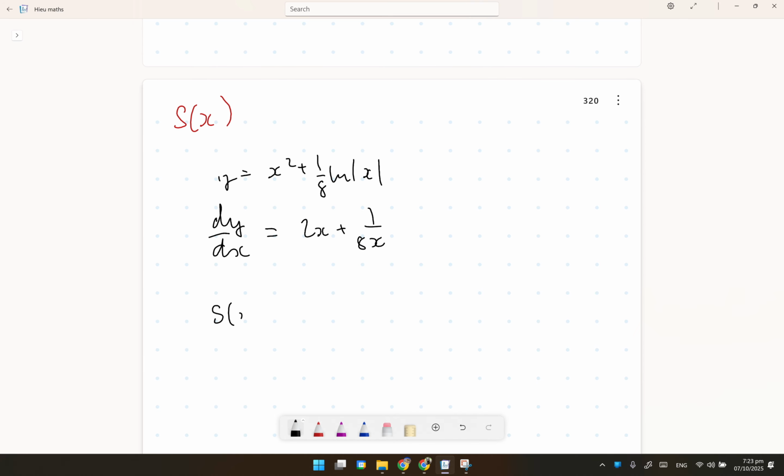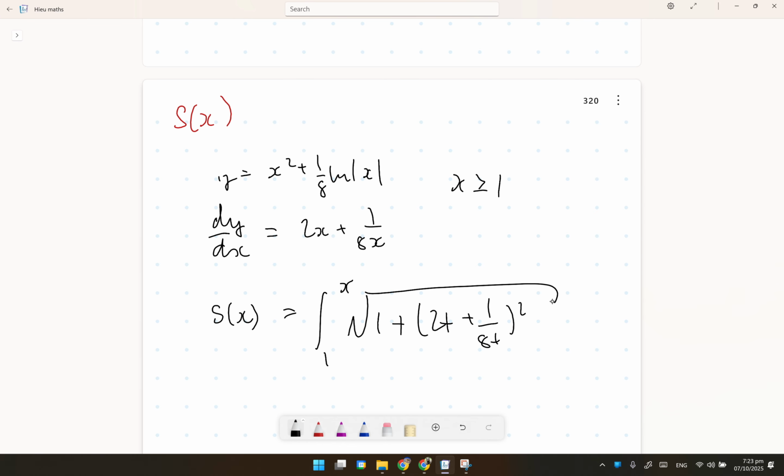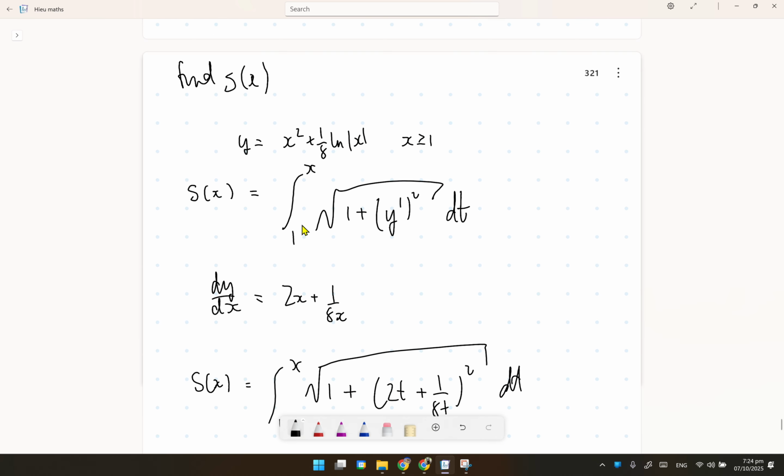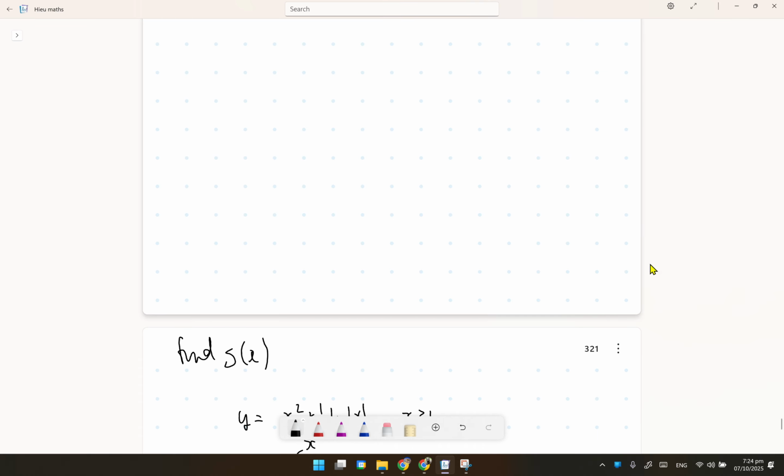And then Sx is simply the integral from, let's say this starts from 1, so for x larger than 1, it's 1 to x. And in this case, it's going to be the square root of 1 plus (2t plus 1 over 8t) squared, dt. So basically, the reason why we want to keep x and t separate is just because in this case, x determines the length towards which we are doing the integral. So yeah, that's what Sx means. It's simply a definition. Let's move on to the next thing.